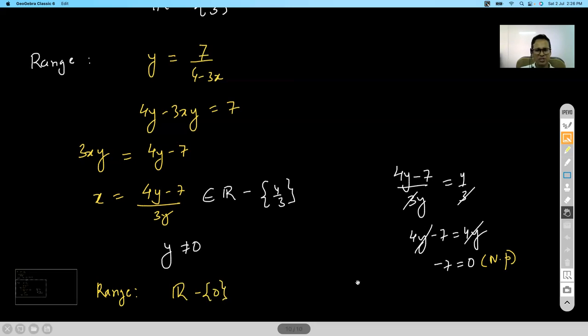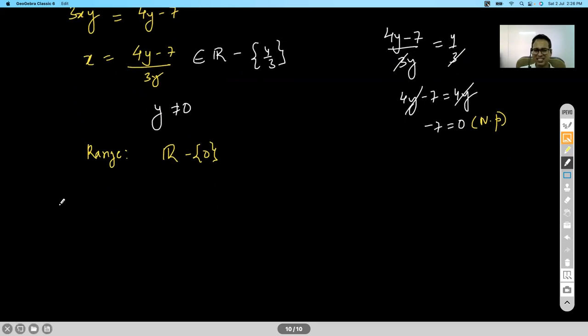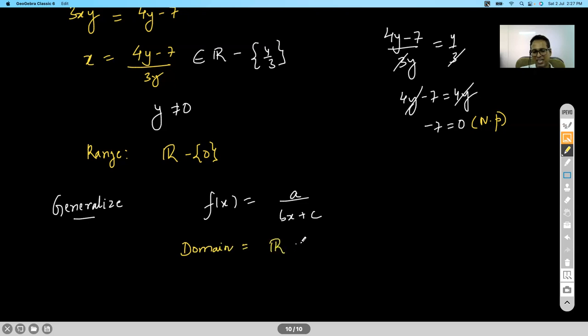Okay, now, a question would appear in somebody's mind that, sir, can we generalize this? So if I have a function of this type, a by bx plus c, is there any direct formula to get its domain and range? Yes. Domain will be straight away all real values except. Tell me on the chat box. Except. What should I write? Minus c by b, right? And range will always be all real numbers except 0.